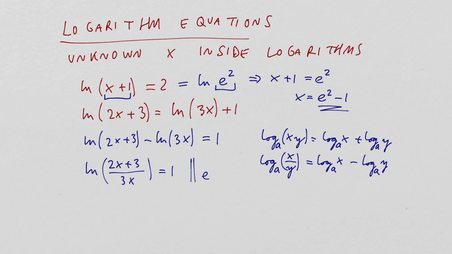We can here set both sides to the power of e. We would have e to this power is equal to e to power 1. In the left hand side, the e and the logarithm cancel out, so we are left with an equation.